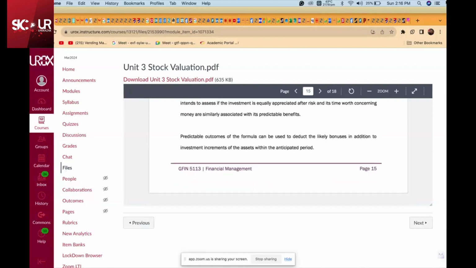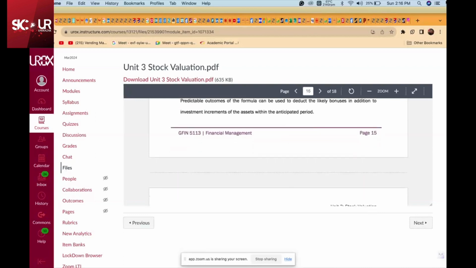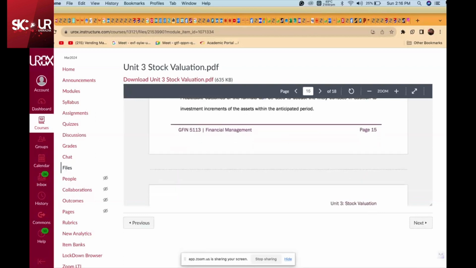The predictable outcome of the formula can be used to deduce the likely bonuses in addition to the investment increments of these assets within the anticipated period.